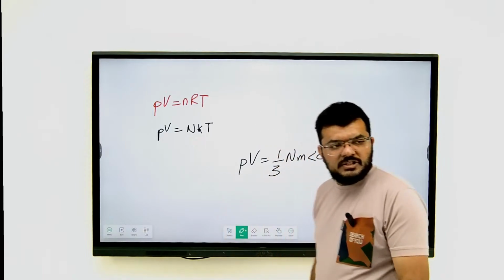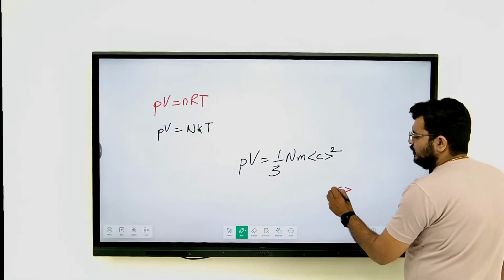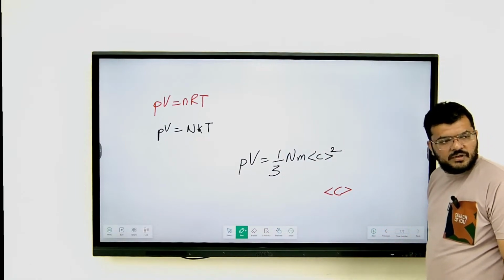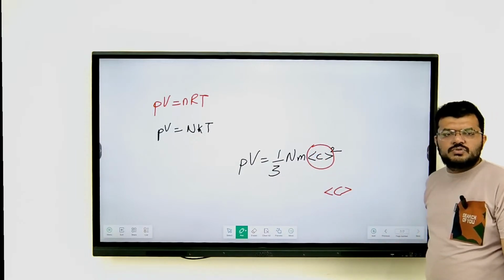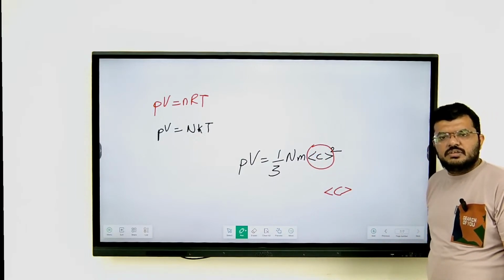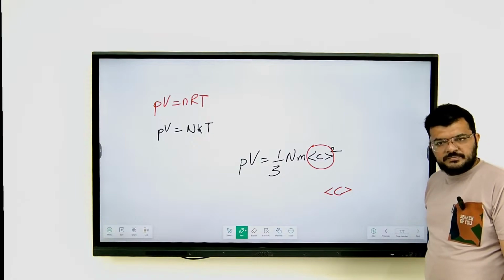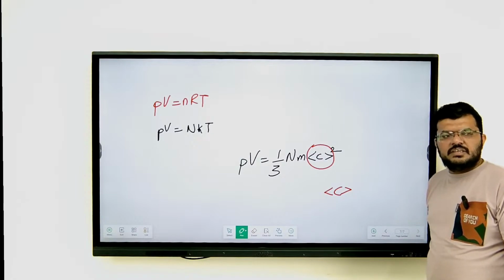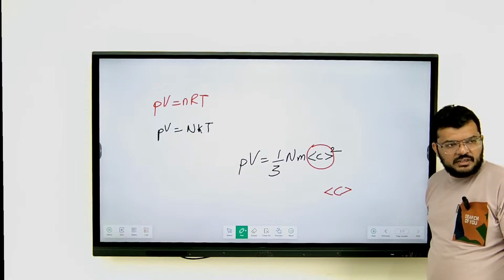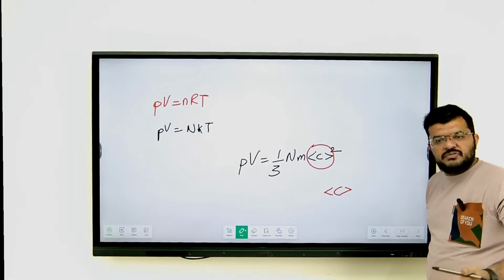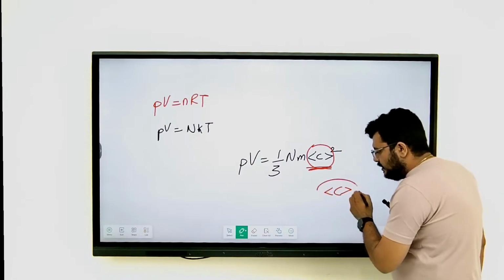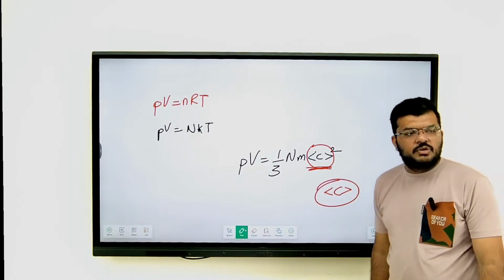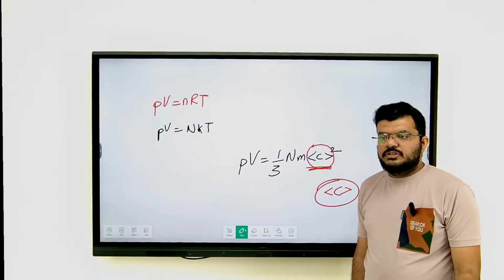Now, what does root mean square mean? This is the symbol for root mean square. This is the mean square, so this is just the mean, in other words, mean velocity. If they ask you what is the RMS velocity, then you find the value of this, and then you root it to find the root mean square velocity.